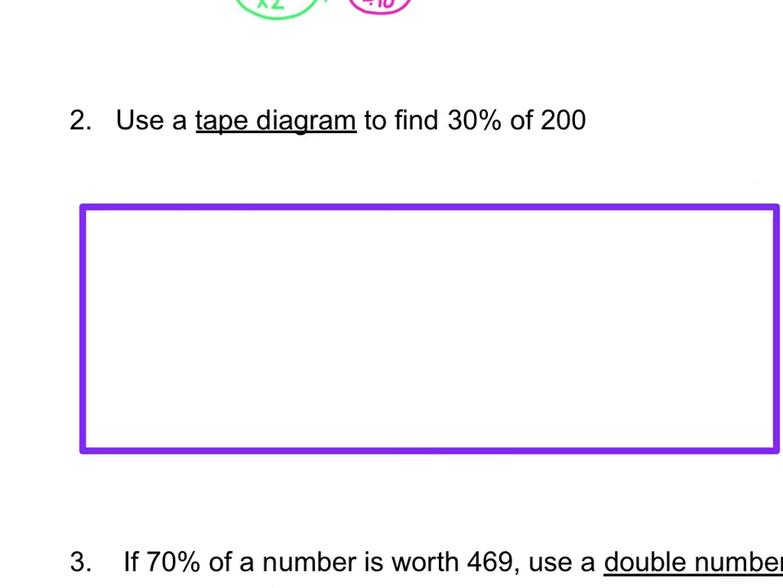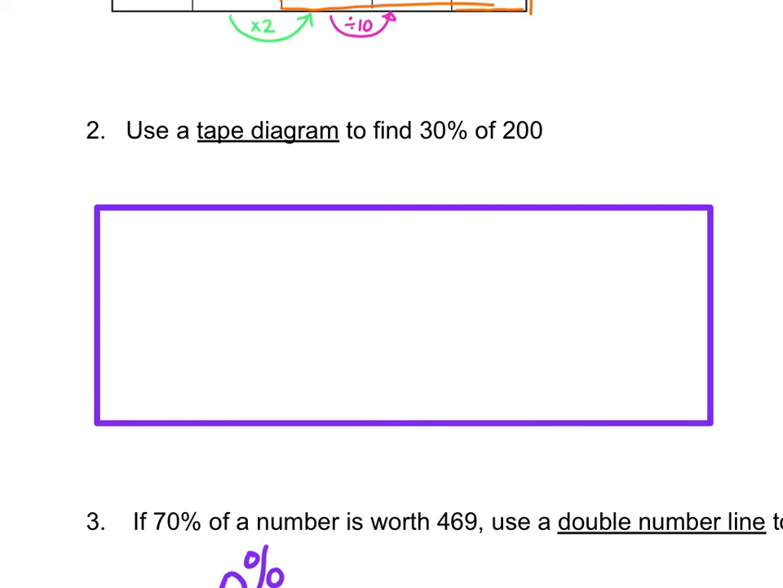For question 2, it says, use a tape diagram to find 30% of 200. Well, I know 200 is my whole. So I'm going to put my whole right here. And I know that my whole is also 100%. And here I'd have 0%. And this would be 0. So I know I have to get 30%.